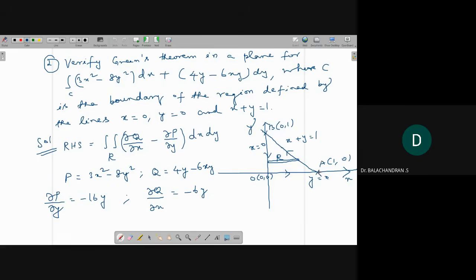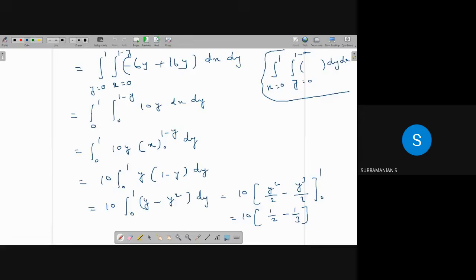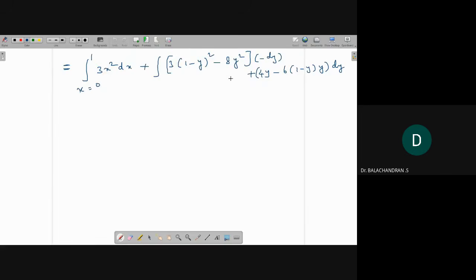AB. What about y? Y varies from where to where? 0 to 1. Because you are moving from O to B, y varies from 0 to 1.